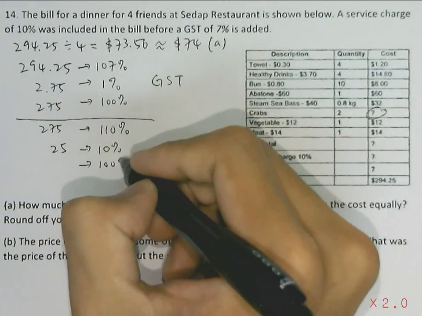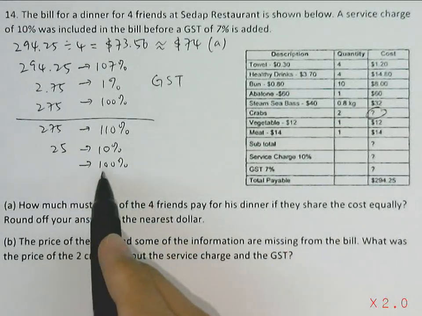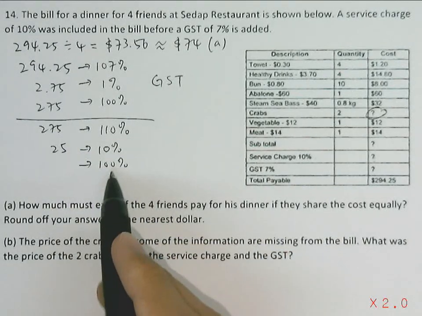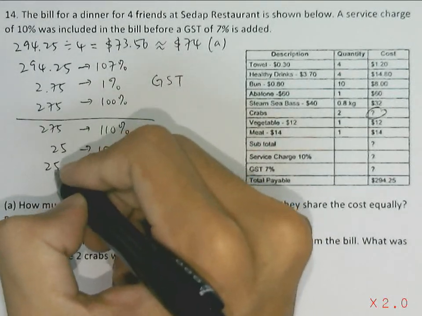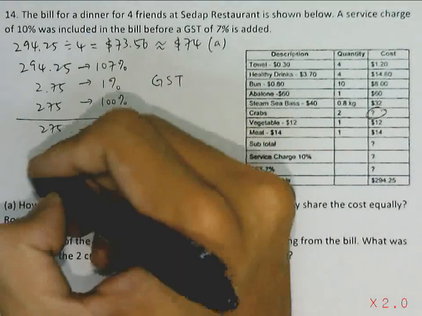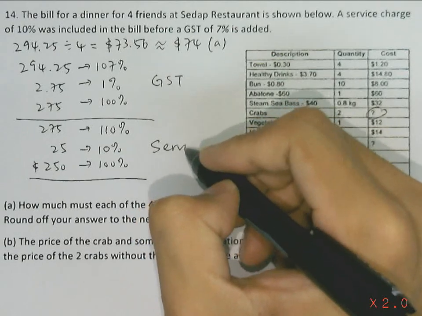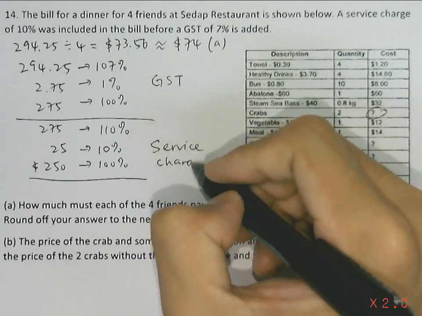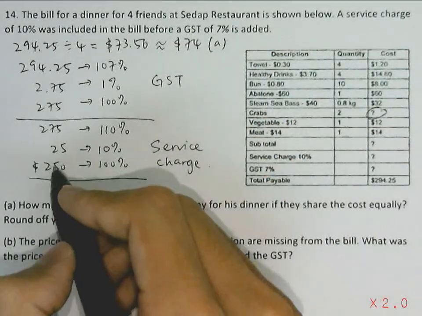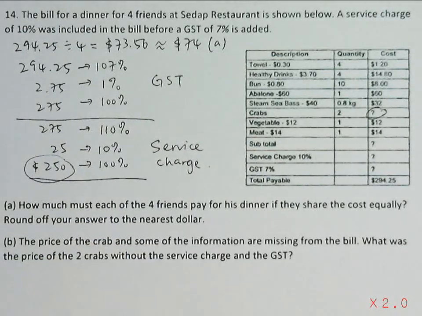Then we can find 100% by taking 25 multiplying by 10. Since 10 multiplying by 10 gives us 100. So from here we can see that it is $250 before the service charge. Alright, so this part takes care of the service charge. So we had to pay $250 before the service charge.